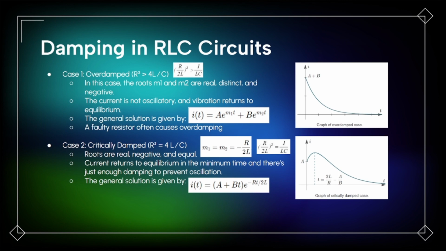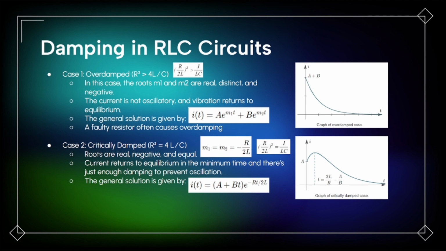The behavior of the current is not oscillatory, and the vibration returns to equilibrium pretty quickly, as we can see in this graph depicting an overdamped system. The general solution for this type of system is given by i(t) is equal to A e to the power of m1 times t plus B e to the power of m2 times t. Oftentimes, an overdamped circuit is caused by a faulty resistor.